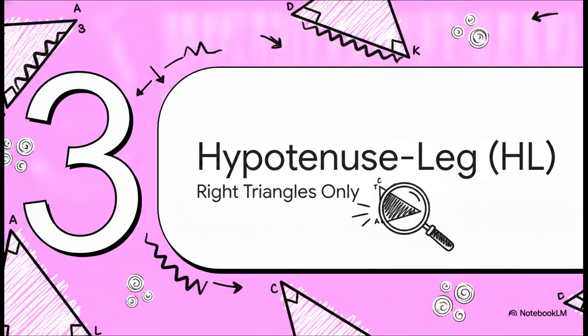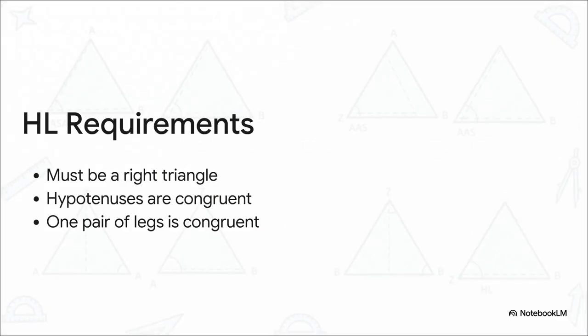Section 3. The hypotenuse-leg criterion. And spoiler alert, this one is for right triangles only. So here's the deal with the hypotenuse-leg, or HL criterion. It has some incredibly strict, non-negotiable requirements. First off, this theorem only applies if you have a right triangle. A verified 90-degree angle is an absolute necessity. If you've got that, you then check if the hypotenuses, those are the longest sides opposite the right angles, are congruent. And finally, check if one corresponding pair of legs is congruent. If all three of these conditions are met, boom, the triangles are congruent by HL.